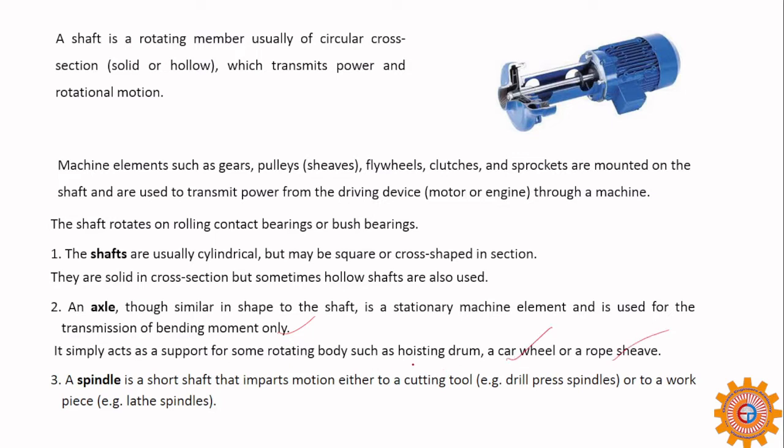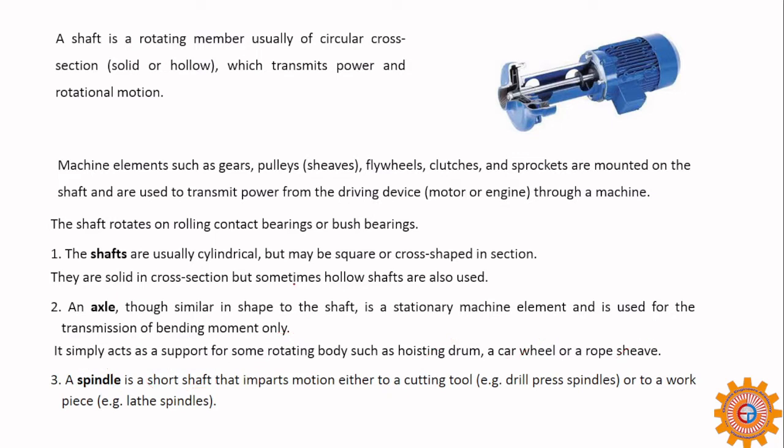Next one is the spindle. A spindle is a short shaft and imparts motion either to a cutting tool or chuck, such as drill press spindles. These are all classifications.